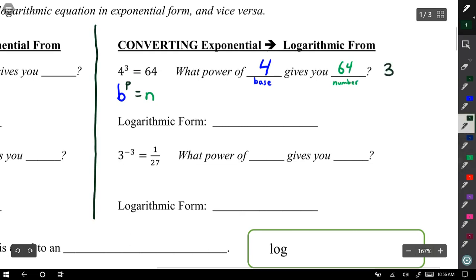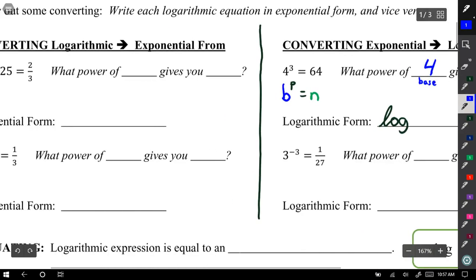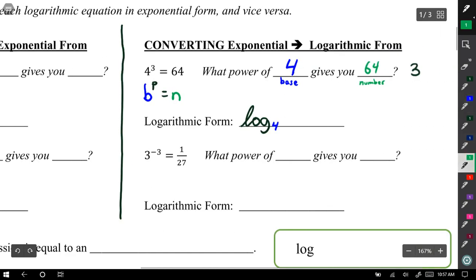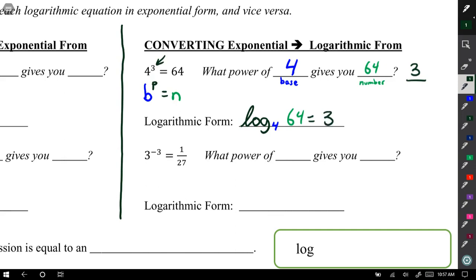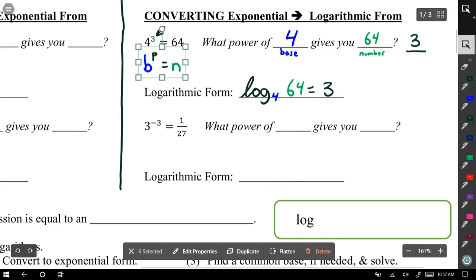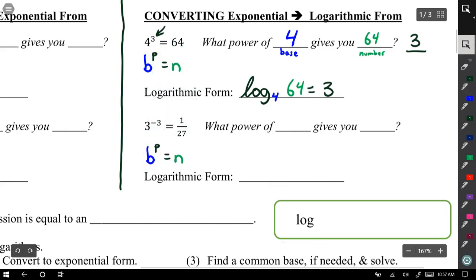So how do I write that as a logarithm? Well, I read the question. What power, log of 4, so log, I'm going to keep the color coding, base 4, what power of 4 gives me 64? And I can answer that question because it tells me the power is 3. So log base 4 of 64 equals 3. That's converting. So when we think about it, we're going to take this idea and use it here as well.